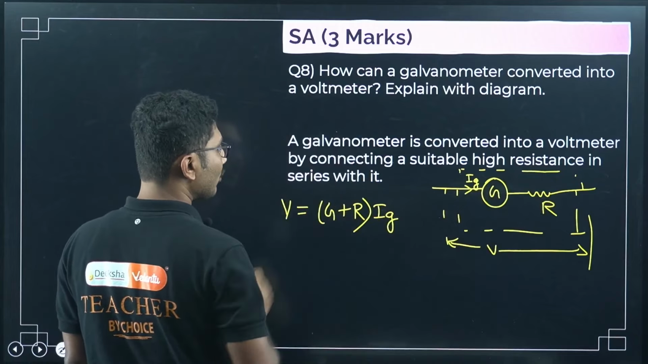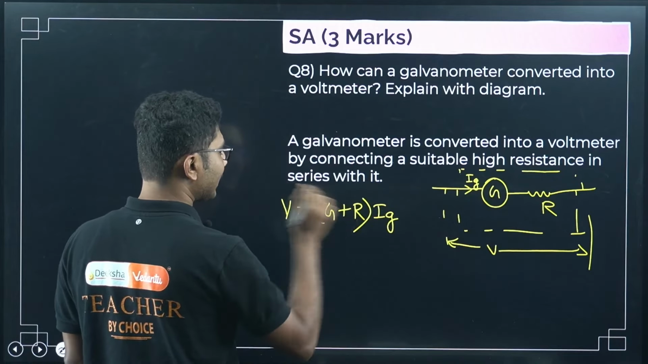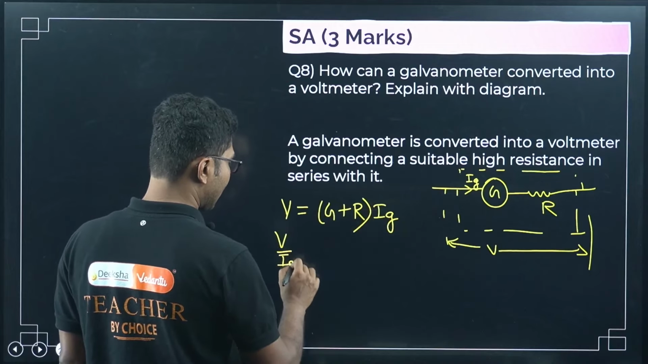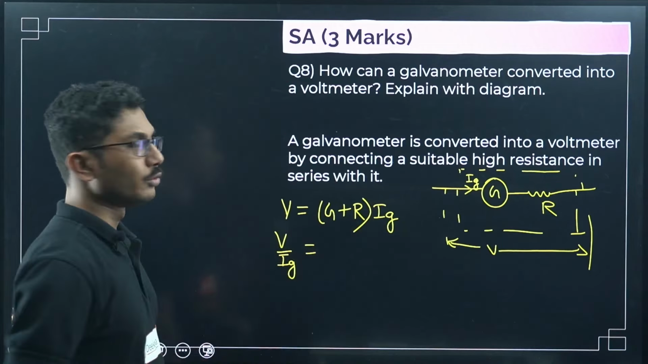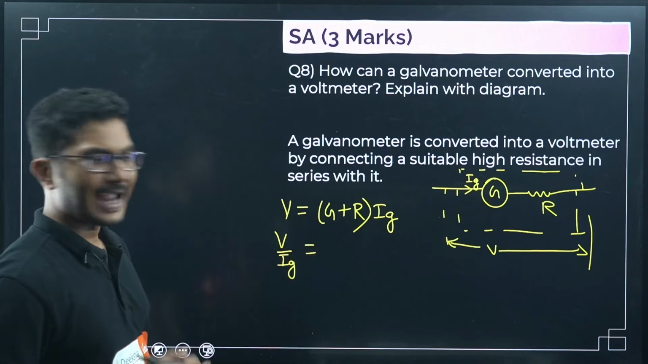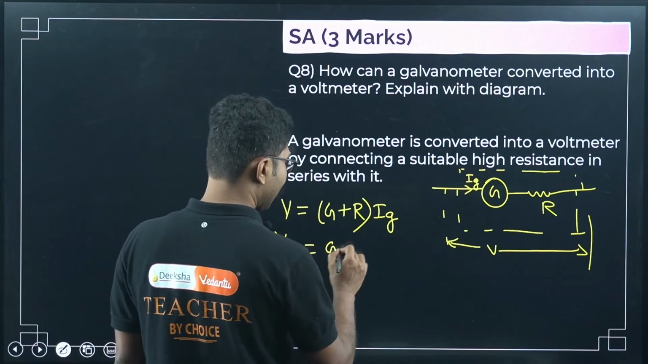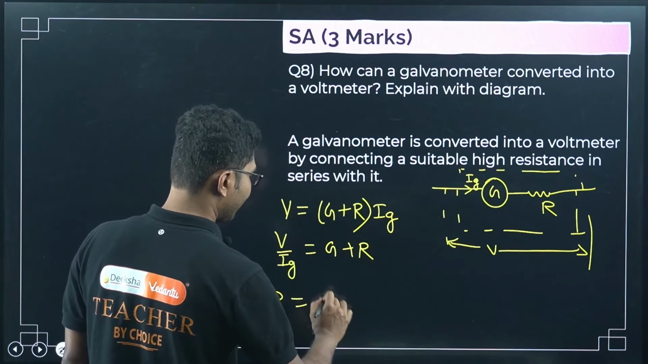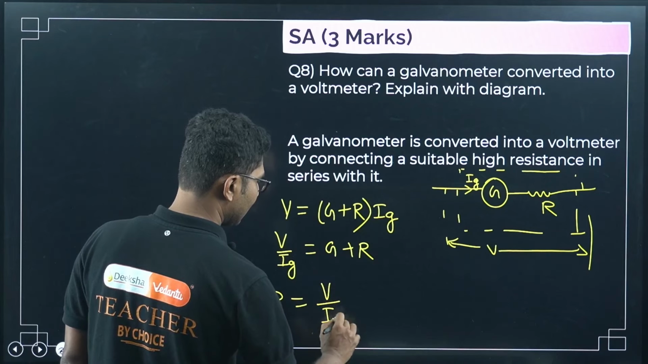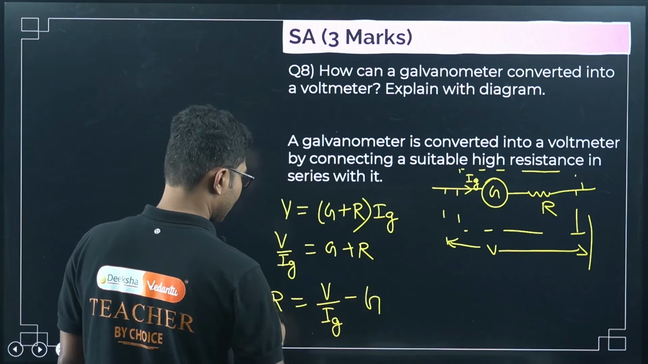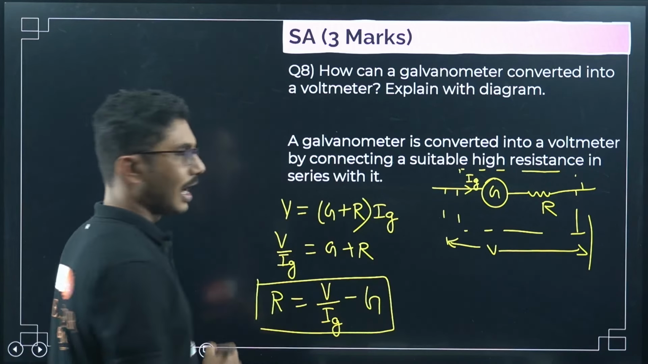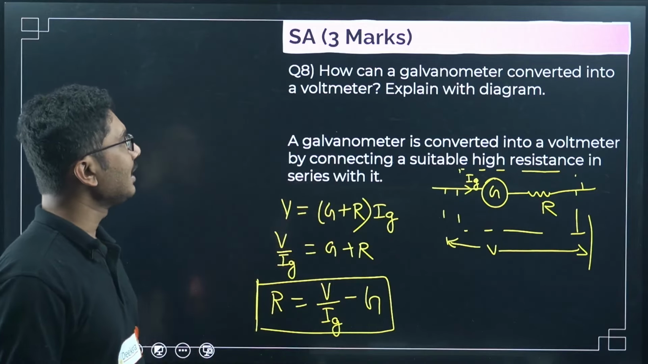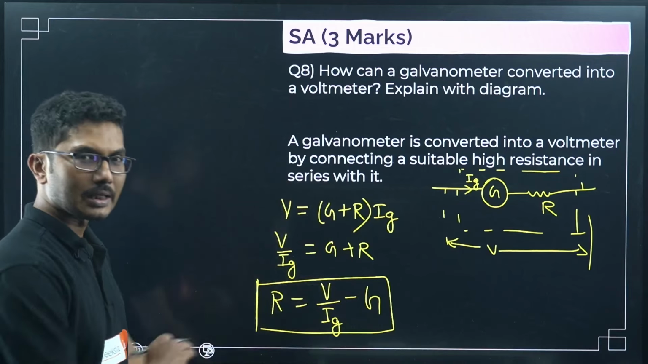So what is the value of R? Basically we are interested to calculate the value of R. Be careful what you are interested in. Most of the time I have seen people show the value of Ig. Ig we are not interested in here. We are only interested in the value of R. So R is basically V by Ig minus G. This is the value of R. Simple. In some cases, if there is a numerical question based on this, you can directly use this formula.